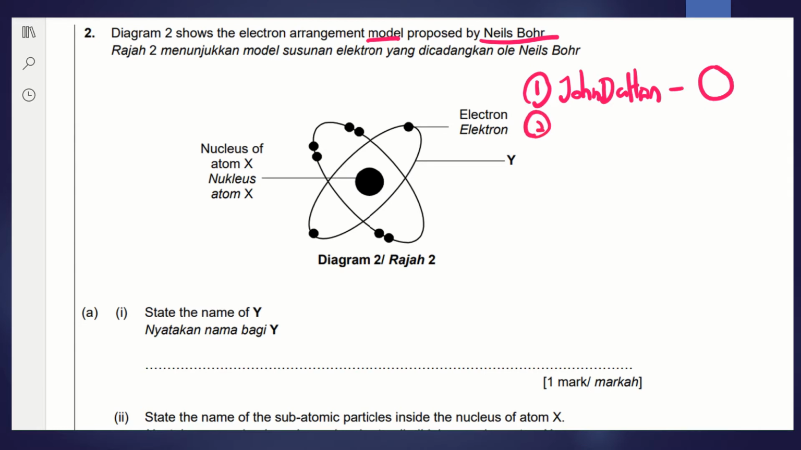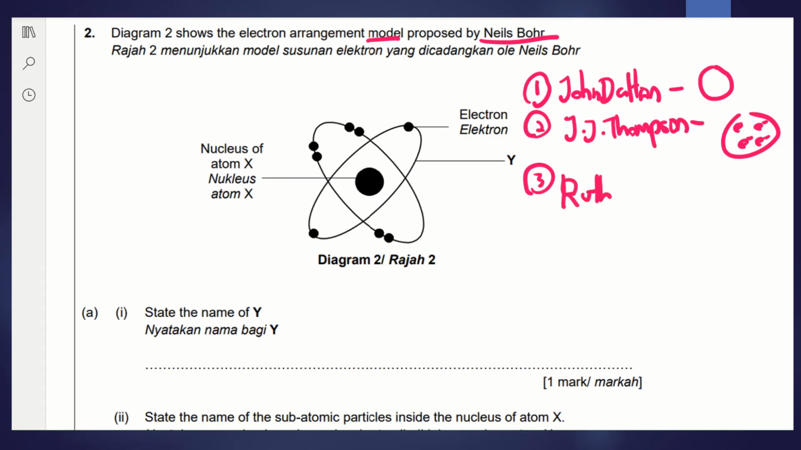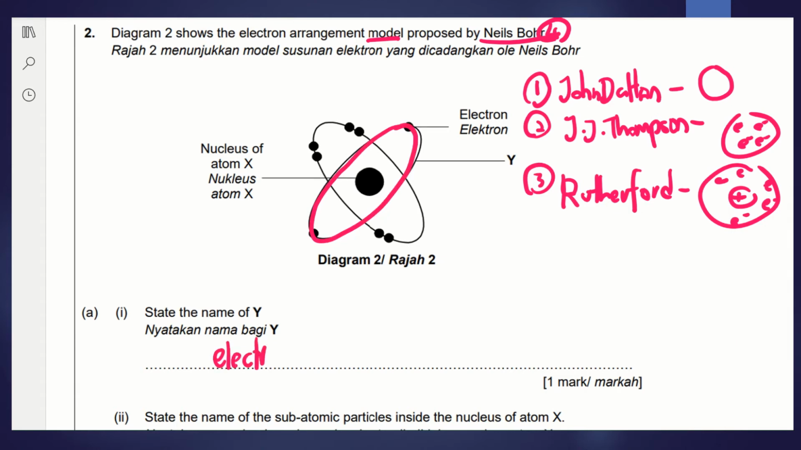Number 2, J.J. Thomson. J.J. Thomson discovered electron. Number 3 is Ernest Rutherford. Ernest Rutherford discovered protons. So there are protons in the center. Next person is Niels Bohr. Niels Bohr discovered, this is Y, referring to electron shells. Last person, which is James Chadwick.